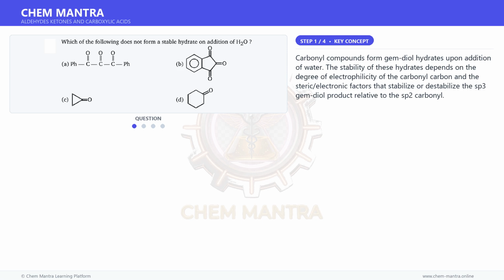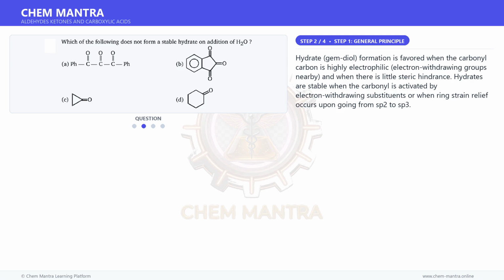Carbonyl compounds form gem-diol hydrates upon addition of water. The stability of these hydrates depends on the degree of electrophilicity of the carbonyl carbon and the steric and electronic factors that stabilize or destabilize the sp3 gem-diol product relative to the sp2 carbonyl.